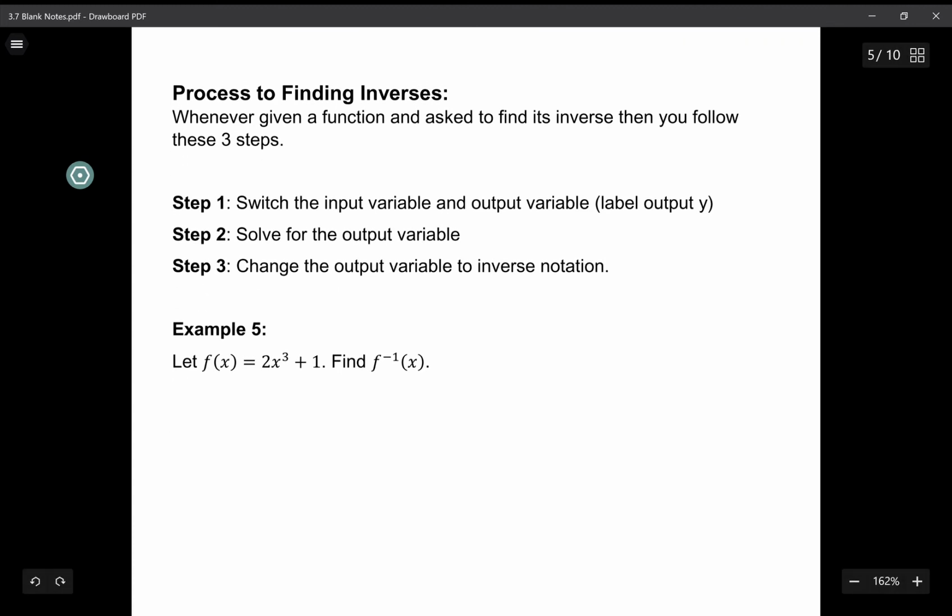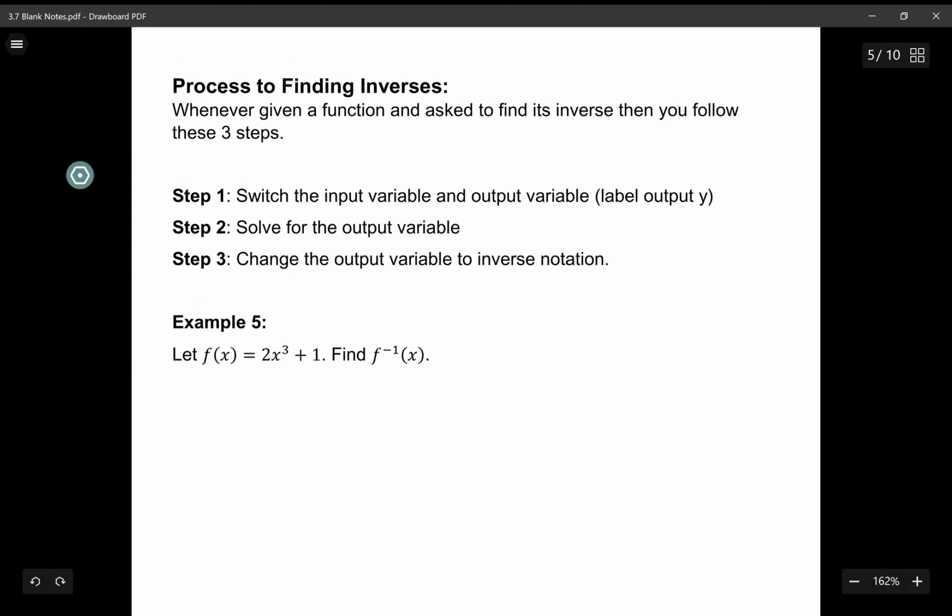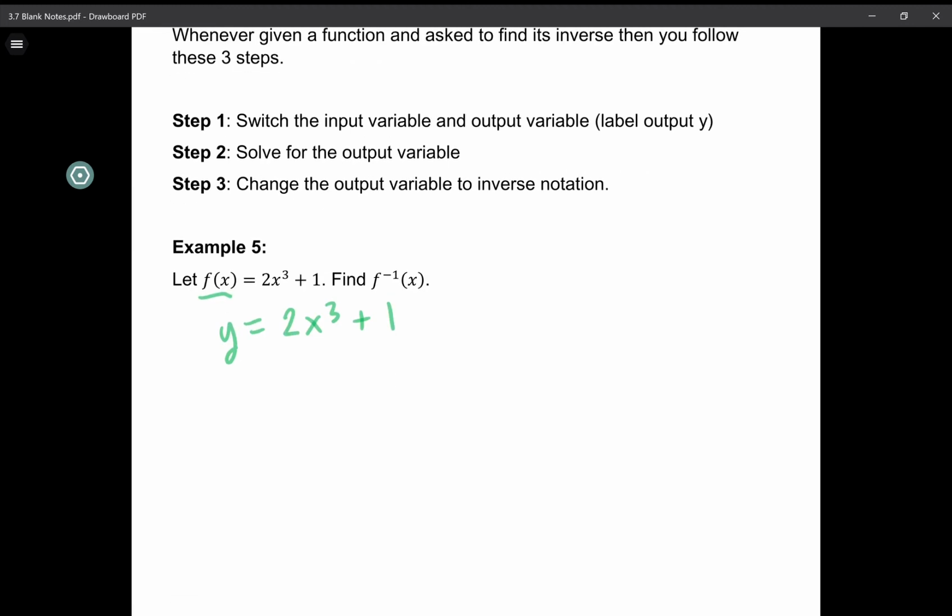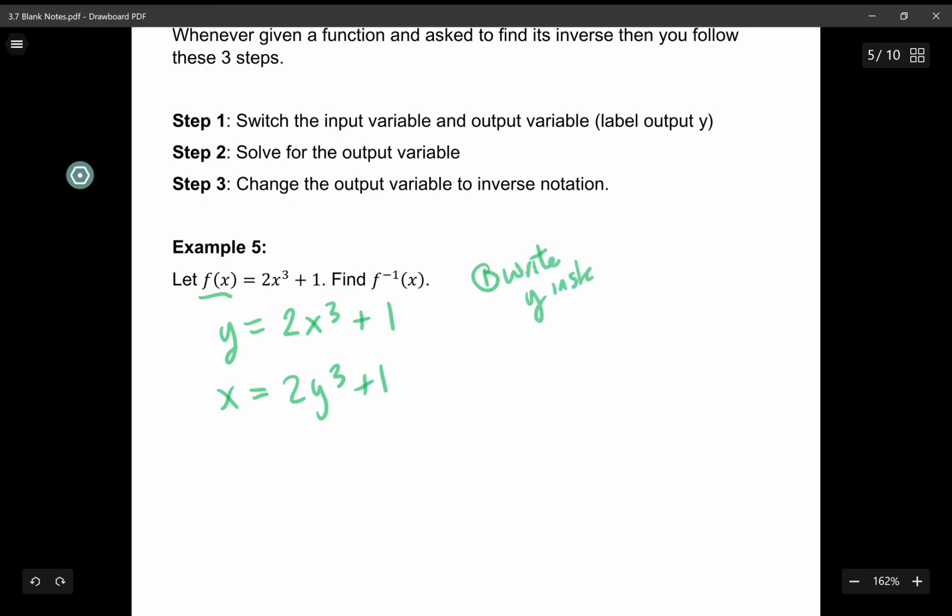So here's our function that we're going to find the inverse of. The first thing we're going to do is not write f of x equals 2x cubed plus 1. We're going to write y equals 2x cubed plus 1. Now we're going to switch x and y's. So I'm going to write x equals 2y cubed plus 1. We just swap the x's and y's. And step 3 is just now solve for y.